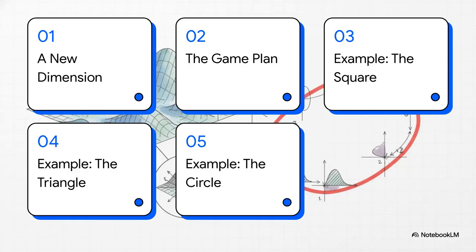So here's how we're going to break this all down. We've kind of talked about this new dimension. Next up, we'll nail down our exact game plan. And then we're going to put it to the test with 3 classic shapes: a square, then a triangle, and finally a circle. Each one is going to show us something a little bit different.